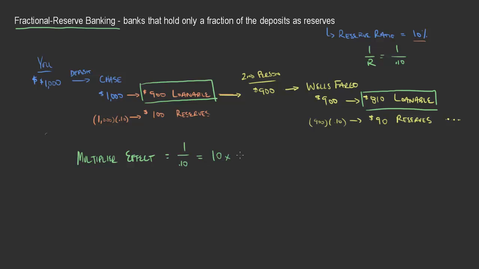And so what are we saying? Well, it's 10x. All of this is going to work out to, we take this initial $1,000 in our banking system, and we are able to convert it into a money supply of 1,000 times 10, which would be $10,000. We are able to increase our money supply by $9,000 as a result of fractional reserve banking.